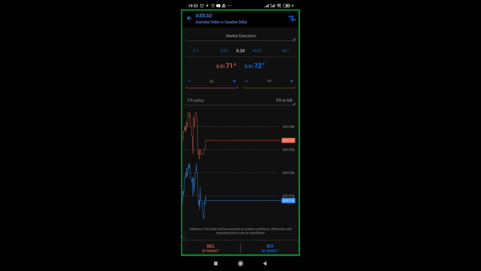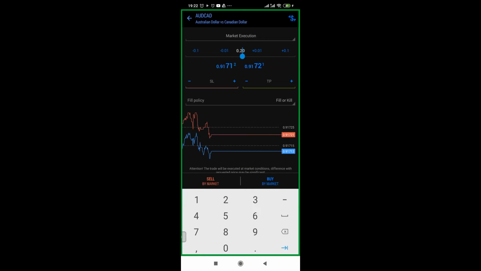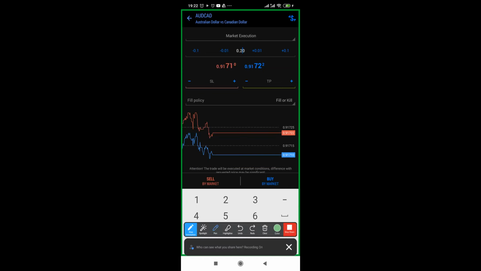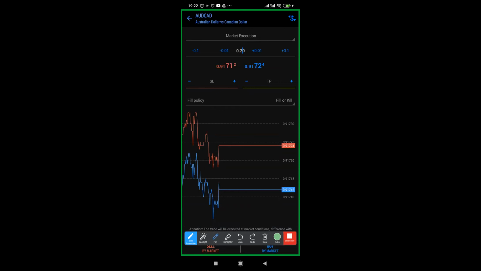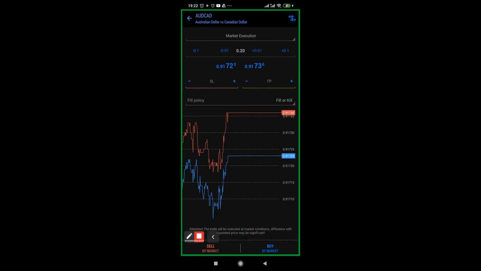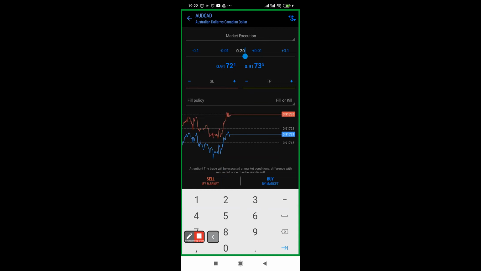The next thing you have to fix, after market execution, is the lot size. Where you have that 0.2, that's where you fix your lot size. Remember, we are still going to talk about risk management, hopefully tonight. With risk management, based on your account size, you are going to know the lot size that you should use, right?